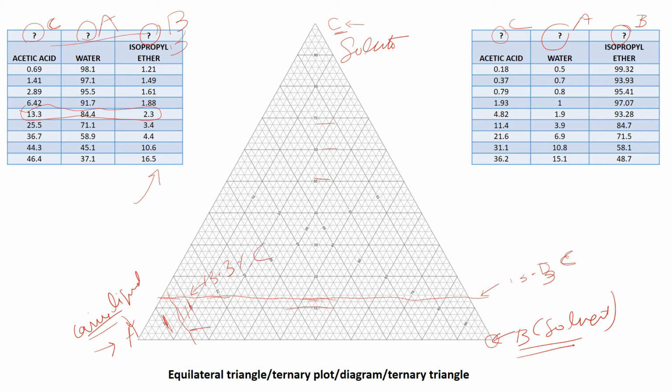And this is your 84.4 percentage of A. Whatever the remaining, that should be equal to your B value. So B is 2.3. We don't have to plot it, but I will just show you what that is. So your B is here.